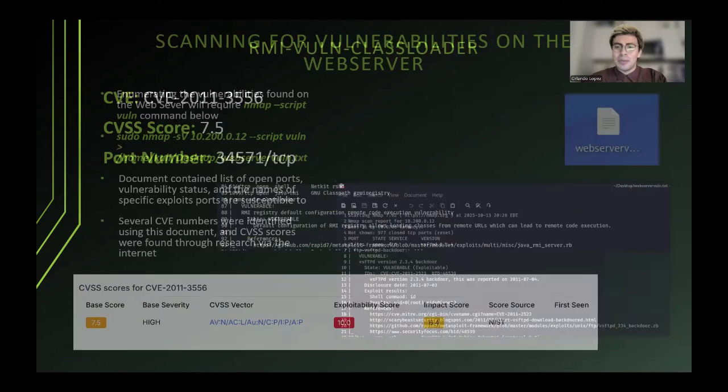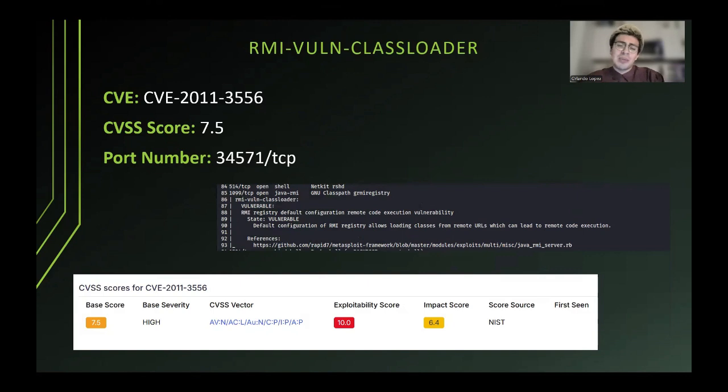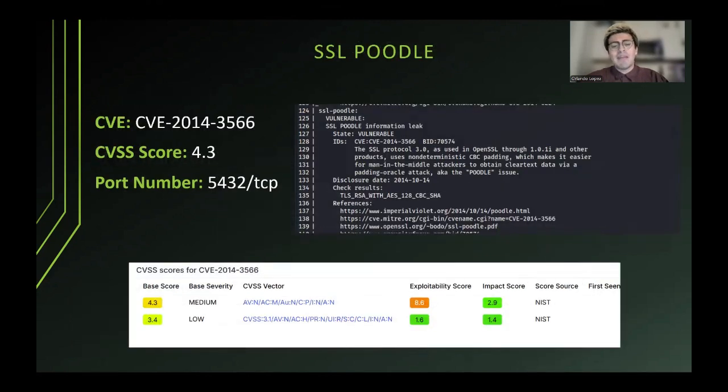Moving on to some of the vulnerabilities I found. The first exploit I found was the rmi-vuln-classloader. Its CVSS score is 7.5, and we have its CVE listed here, and its port number is 34571. The next exploit I found was SSL Poodle. Here we have the CVE, the CVSS score, 4.3, and the port number 5432.